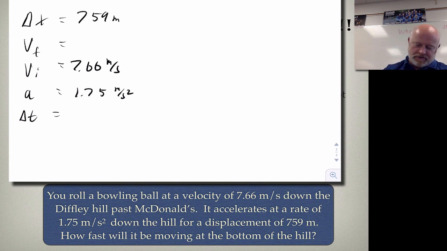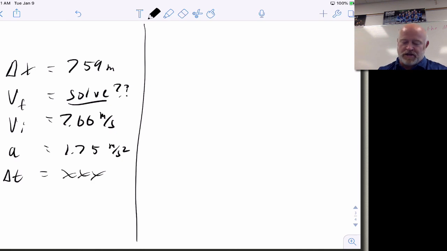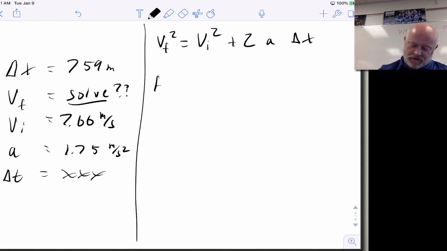We do not know the time it took. That's not part of our problem. And we want to know how fast it's moving at the bottom. Speed is velocity, so we're trying to solve for this one right here. Okay, that's our setup. So again, write our equation out. Our velocity final squared will equal our velocity initial squared plus 2 times the acceleration times our change in displacement.